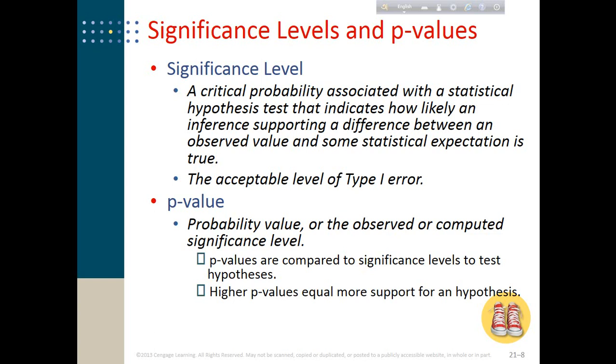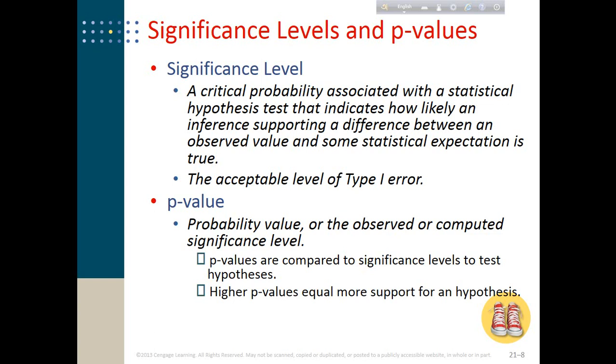So first of all is significance level. Significance level is a preset probability. I'm saying preset probability because for all hypothesis testing we use either a 1%, 5%, or 10% significance level. That means your significance level can be 1%, 5%, or 10%.